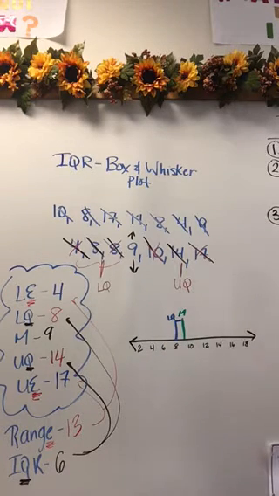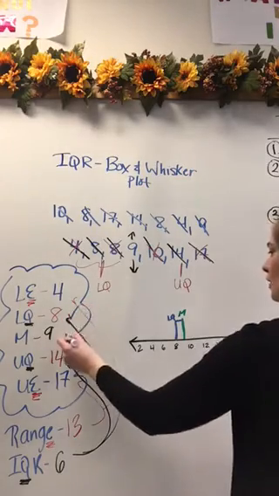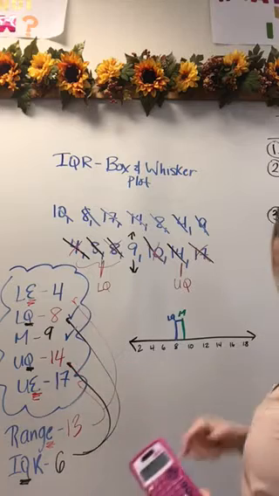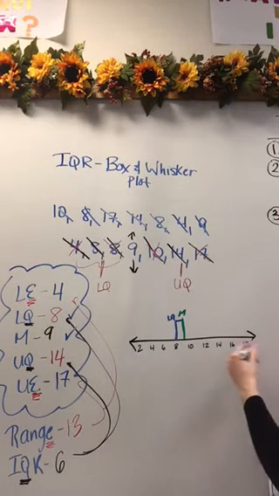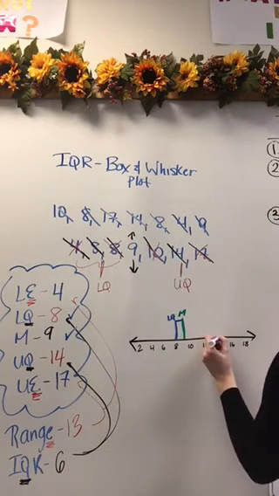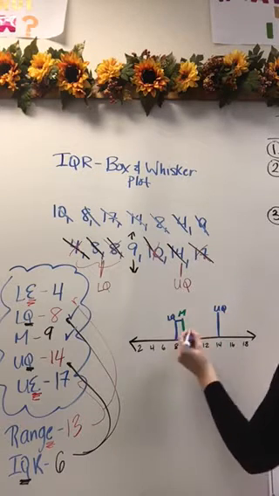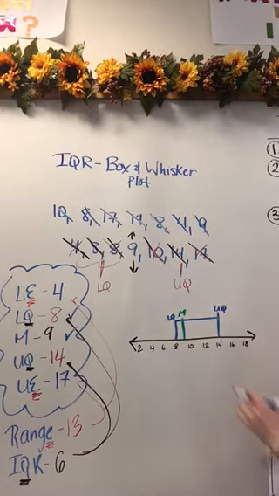Then I need to take the same steps, lower quartile, median, and find my upper quartile. My upper quartile is 14, so on my chart I will find the number 14 and draw my line, label it UQ, and then connect it to my median.